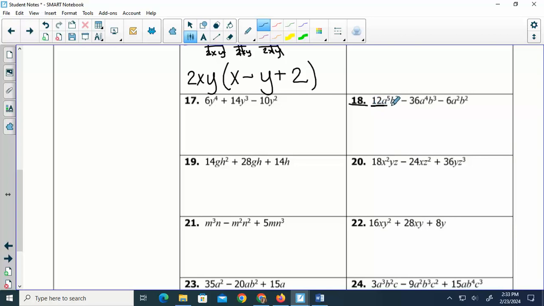Okay, let's look at 18. Right. Numbers 12, 36, and 6. Okay, let's look at our A's. They both have A and B. So one has 5, one has 4, and one has 2. You take out the smallest number, so that would be 2. With our B's, we have B squared, B to the third, and B squared. So we could take out B squared.